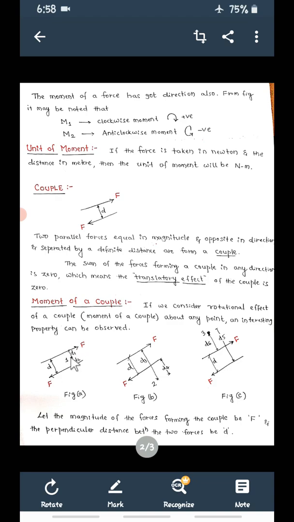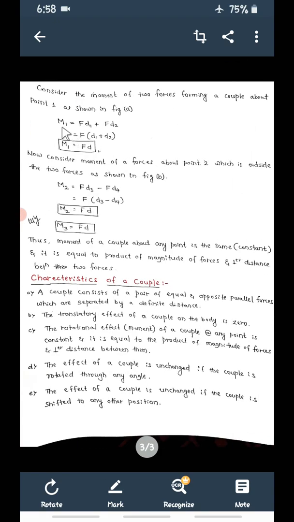Now see, with reference to 1, this is going to rotate clockwise. So the moment of this F about 1 is F into D1, and this is plus. Now M1, that is the moment of the couple about 1, is equal to F into D1, plus.